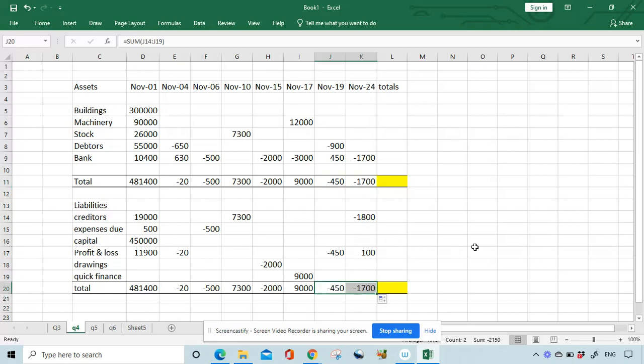So as you can see, the whole way along, it has to balance every time. So minus 20, minus 20, minus 500, minus 500. You get the idea. 7,300, 7,300, minus 2,000, minus 2,000, 9,000, 9,000, minus 450, minus 450, minus 1,700, minus 1,700.